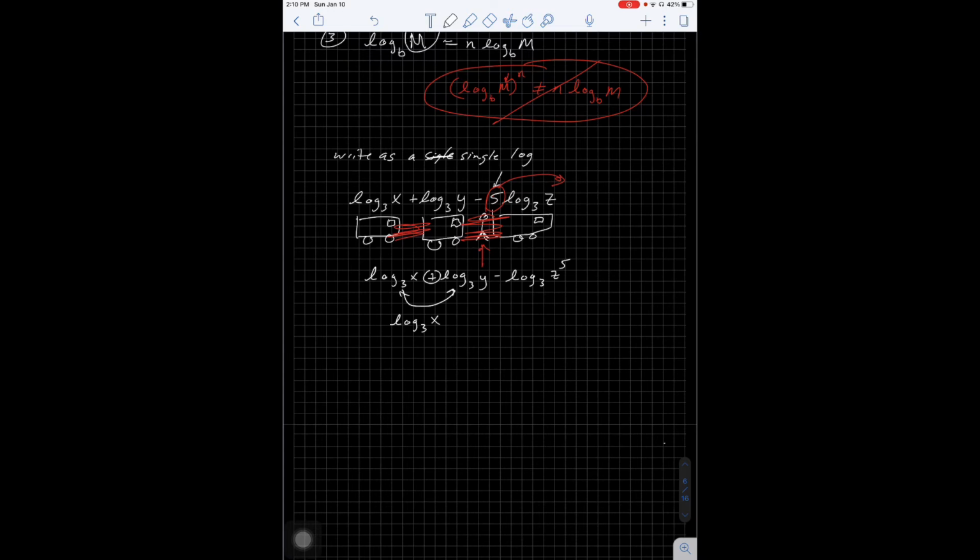Addition turns to multiplication. I do not write the log twice. Only the x and the y get multiplied and I write 1 log. And then the subtraction right here becomes division. So I write 1 log xy over z to the 5th.